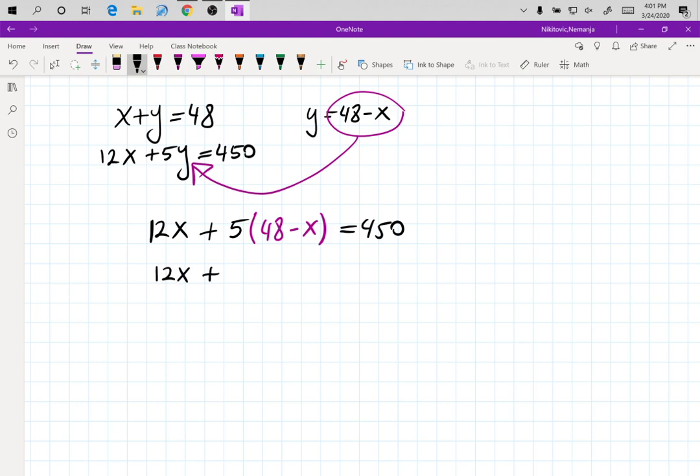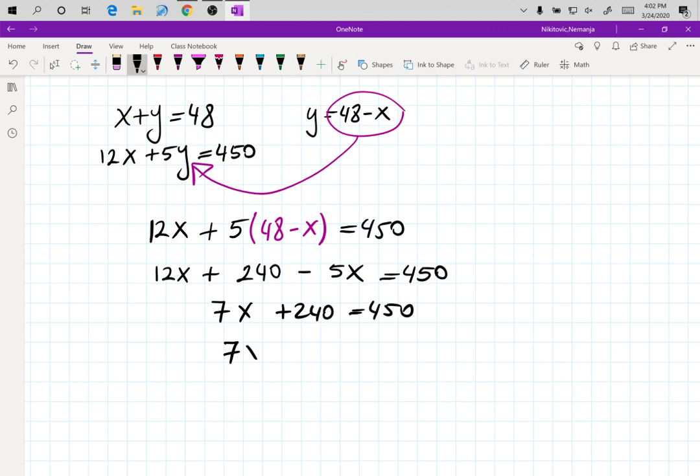So 12x plus, now 48 times 5, we need to multiply that. That's 240 minus 5x equals 450. 12 minus 5 is 7x plus 240 equals 450. 7x is equal to, when you take away 240 on both sides, you get 210. And when you divide by 7 on both sides, x is equal to 30.